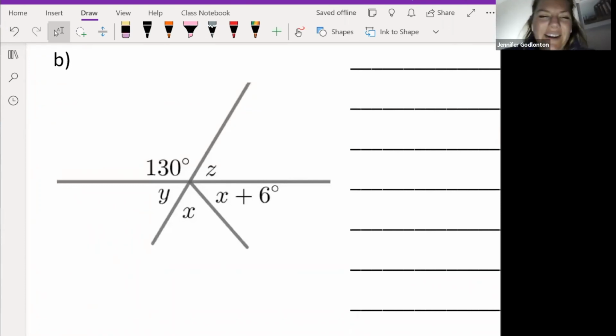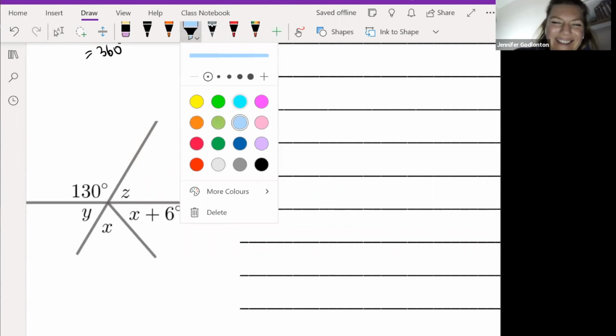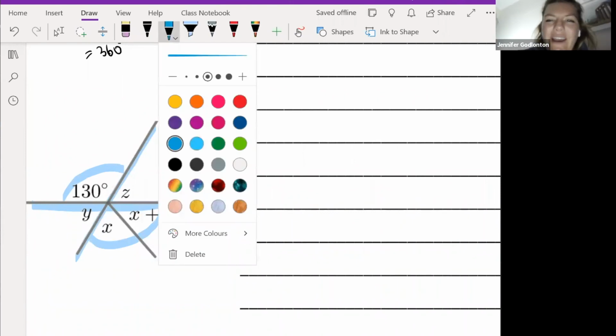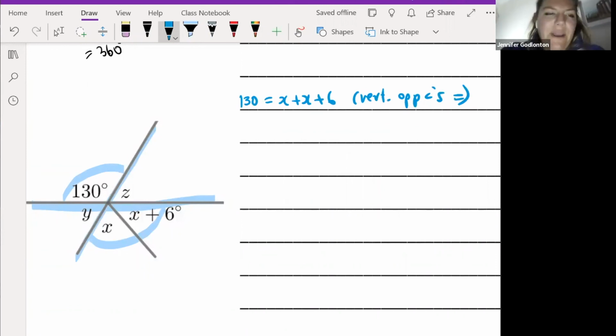Nintendo, have you got an idea of how to start this question? Yes, ma'am. First, 130 degrees is equal to x plus 6, and the reason is vertically opposite. Yes, those are my straight lines, so this angle has to equal that angle. Beautiful. So I'm going to say 130 is equal to x plus 6. Vertically opposite angles are equal. Carry on with that one for me.